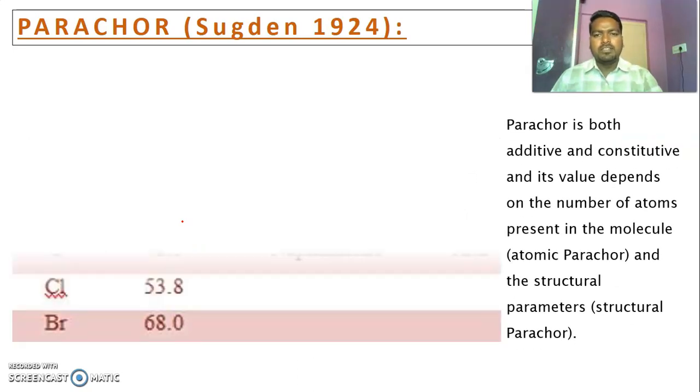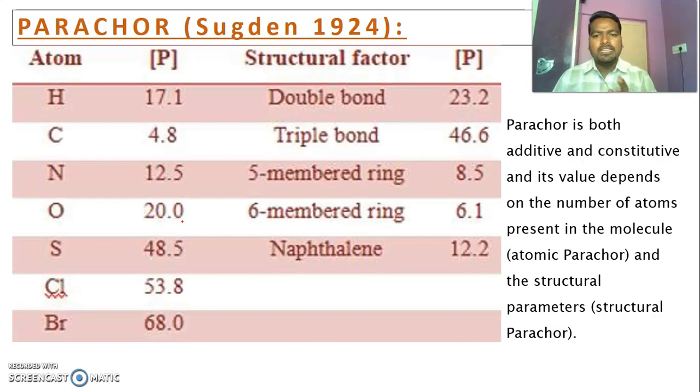Sugden calculated these Parachor values for each atom, by keeping some structural factors and the atom in mind. For example, the Parachor value for hydrogen is 17.1, for carbon 4.8, for nitrogen 12.5, for oxygen 20, for sulfur 48.5, for chlorine 53.8, for bromine 68.0. So these are atomic Parachors. That is, the Parachor value depends on the atom. It changes with respect to an atom. That's why these are called atomic Parachors.